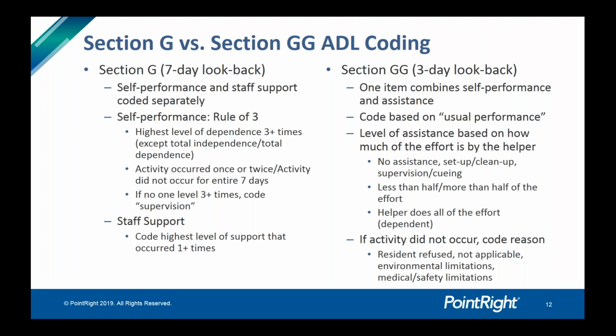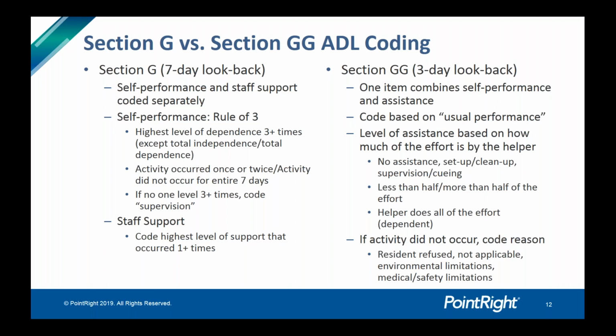Now, Section GG, on the other hand, is just one item that combines both self-performance and assistance by helpers during a 3-day look-back period. And what we are looking for is the elusive concept of usual performance, not the highest level, not the lowest level, as CMS eloquently puts it in the manual. So when we are talking about the level of assistance, this is based on how much of the effort of that activity is being performed by the helper.